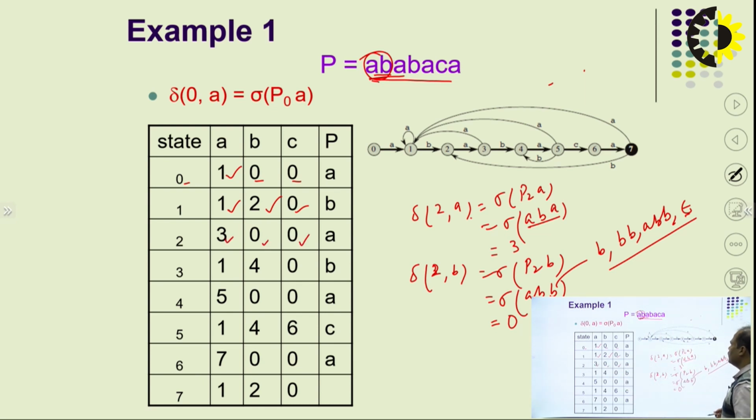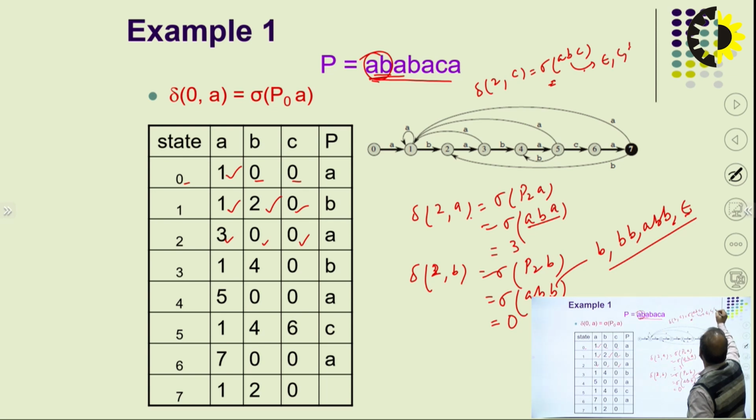Same thing for 2C. You can see delta 2 comma C, sigma P2C. P2 is ABC, and its suffixes are epsilon, C, BC and ABC. None of them are matching, so its length is 0. So this is 0.